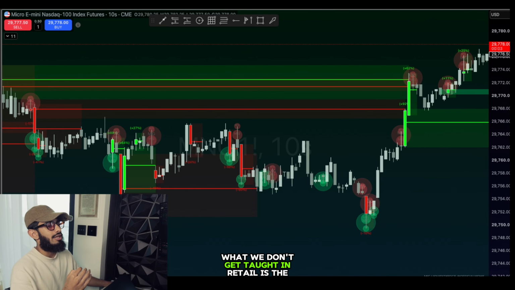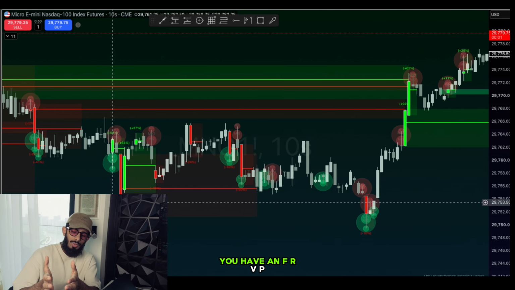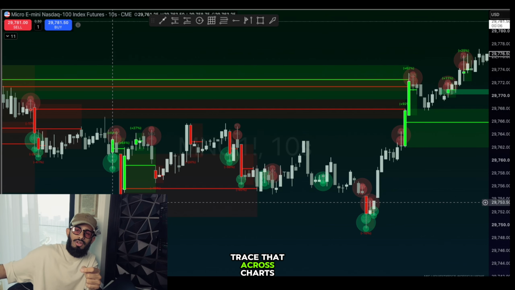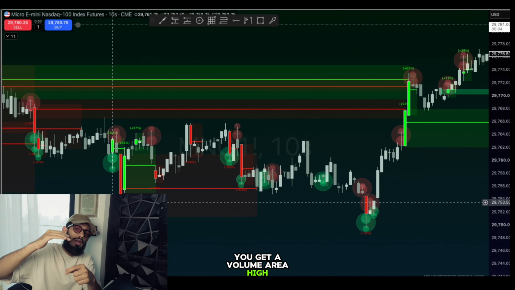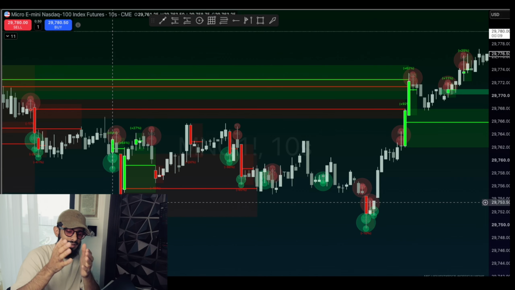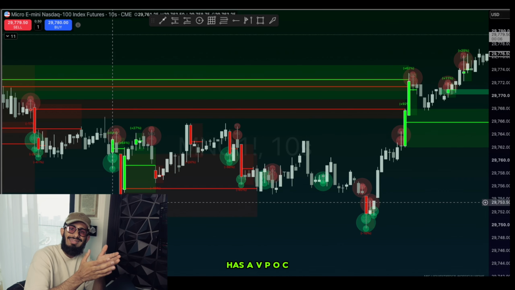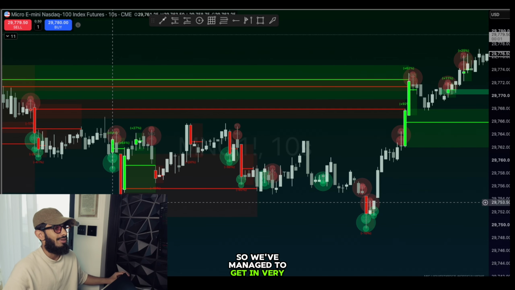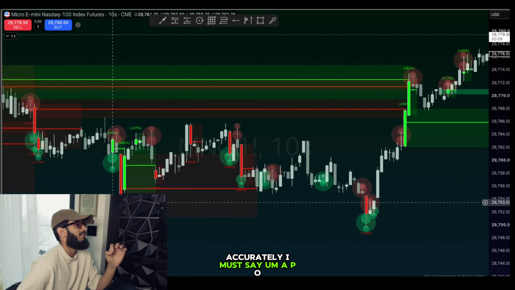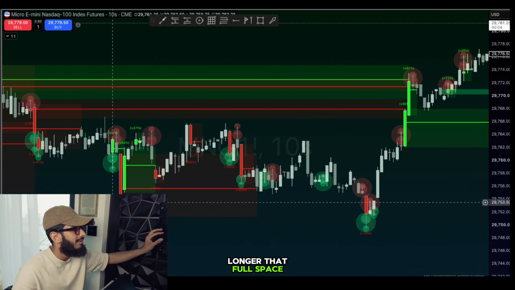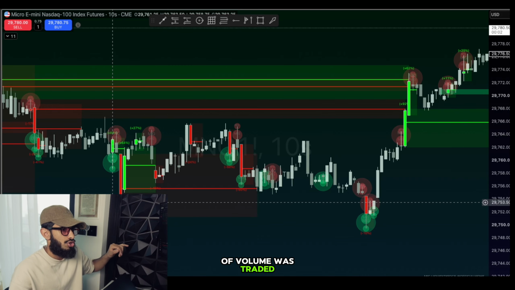What we don't get taught in retail is the same way you have an FRVP, so volume profile, and you can just trace that across charts. You get a volume area high, low, and a POC. That's the point of control where the most amount of volume is traded. And every single candlestick has a VPOC, has a point of control. So we've managed to get in very accurately, I must say, a POC within that candle. So it's no longer that full space, but in fact where the most amount of volume is traded.